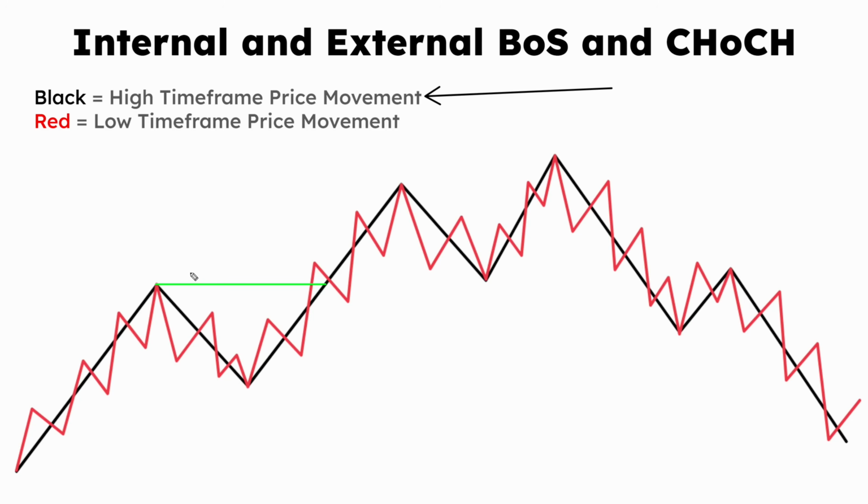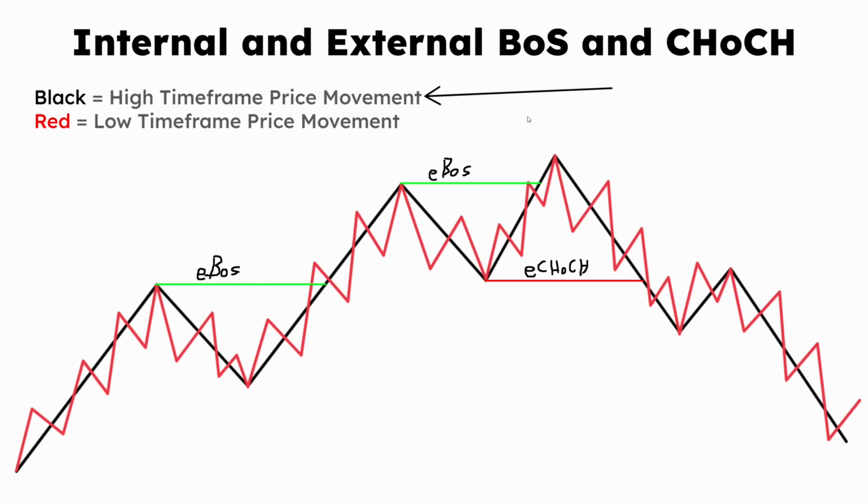And since this happens on the high time frame, we can write E for external and then break of structure. Right here, we have yet another external break of structure, right? And for example, right here, we're seeing a change of character because the uptrend can no longer maintain higher lows. So we write an E for external and then change of character like this.